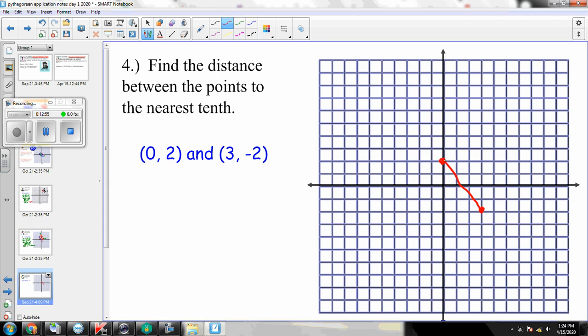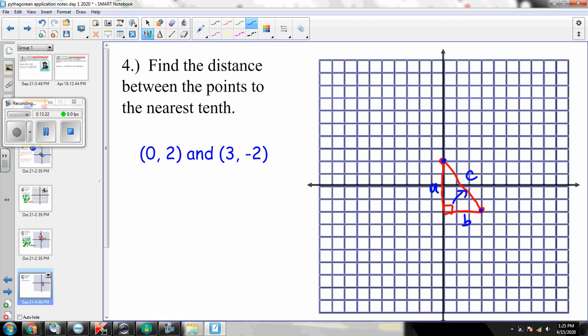I need to draw a right triangle. I could go straight down and straight over. There's a right triangle with a right angle right here. Or I could go over and then down. The length I'm trying to find is the hypotenuse. The distance between this point and this point is the longest side of the right triangle. It's opposite the right angle. I'm trying to find C. These are my legs, A and B.